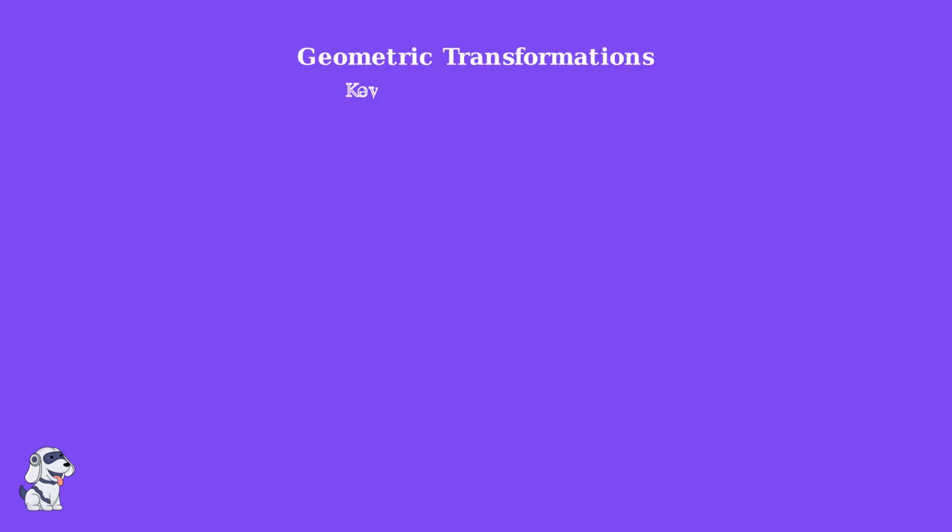We've covered a lot of ground in our exploration of geometric transformations. These 4 fundamental operations, translation, reflection, rotation, and dilation, are the building blocks for understanding how shapes move and change in the coordinate plane. Let's quickly review each transformation type. Translation slides a figure from one location to another without changing its size or shape. Every point moves the same distance in the same direction.